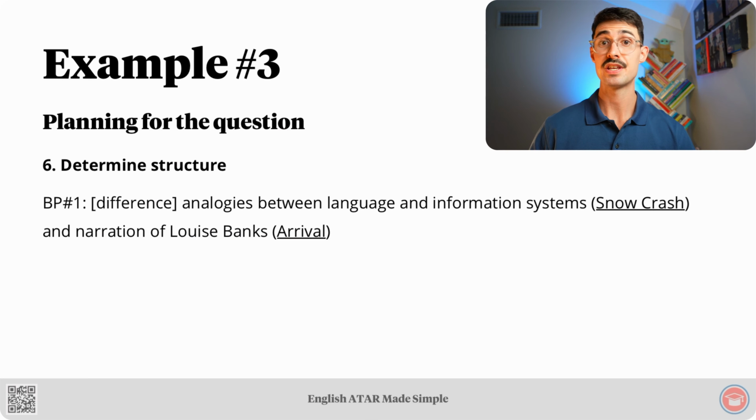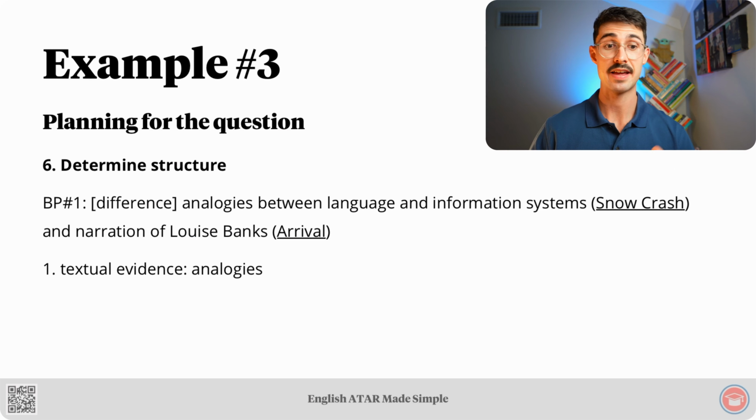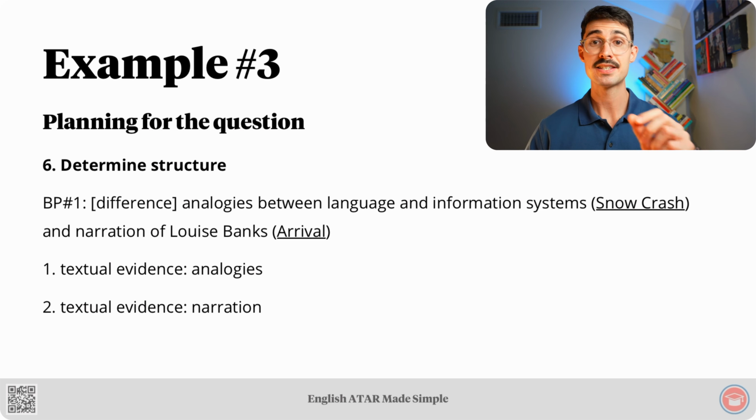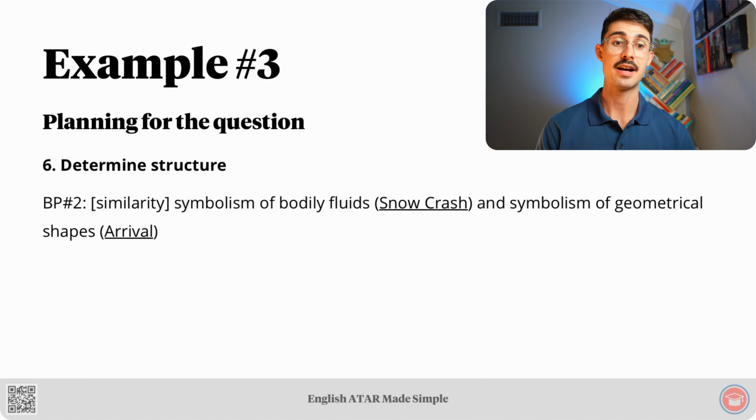In relation to this body paragraph, the first piece of textual evidence would relate to Snow Crash and the second piece of textual evidence would relate to Arrival. Moving to my second body paragraph, this would now discuss a similarity between both texts, whereas the first body paragraph discussed a difference. The similarity is how both texts use symbolism. Snow Crash has symbolism of bodily fluids, whereas Arrival has symbolism of geometric shapes.